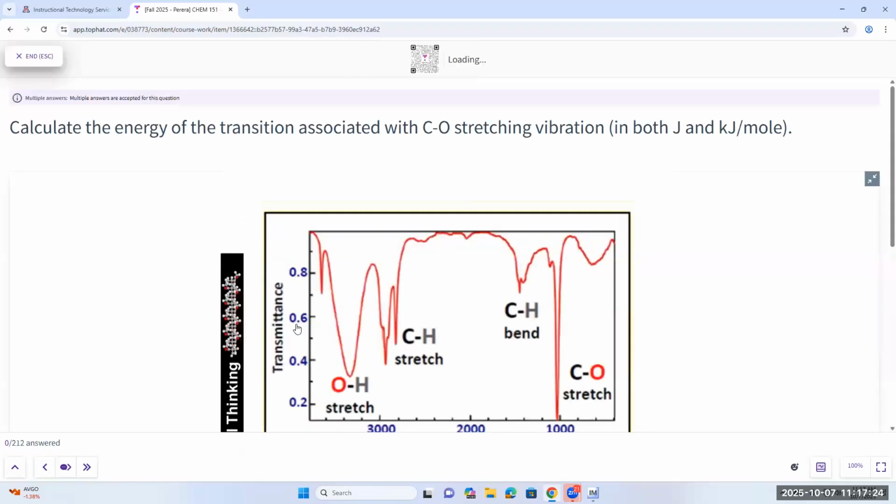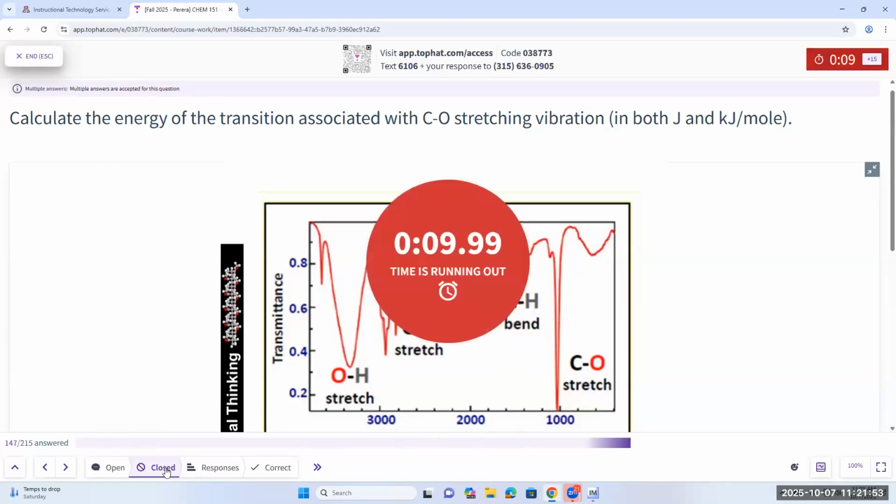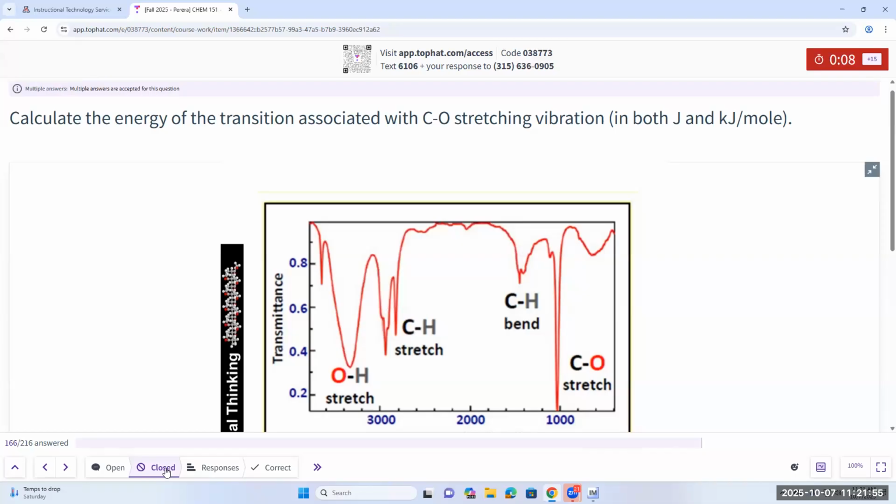We know CO has the lowest energy. What is it? Can you calculate the energy? Go ahead. All right, I'm going to close this question in 5, 4, 3, 2, and 1. There's 75% responses almost. Okay. Oh, more than that.